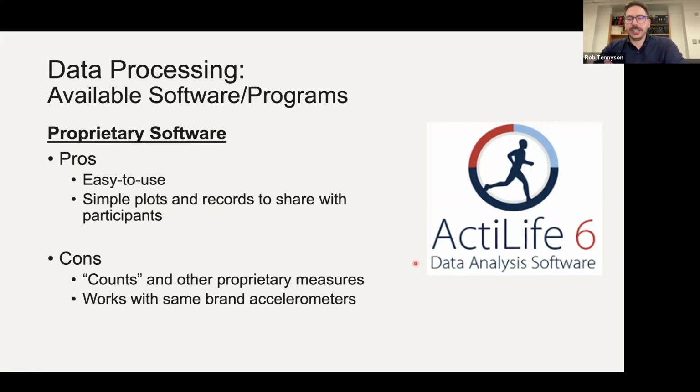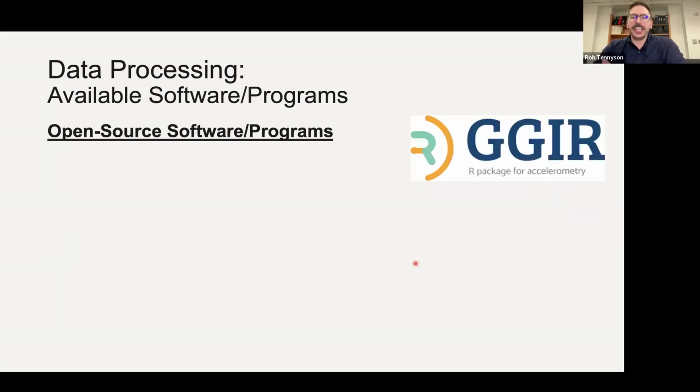And so I guess, what are your options outside of that? The major option, which the research world is also turning towards now, is an open source R package called GGIR. The pro of this is that it will work with the raw acceleration data. So you could go and double check all the math that is actually happening in this package.